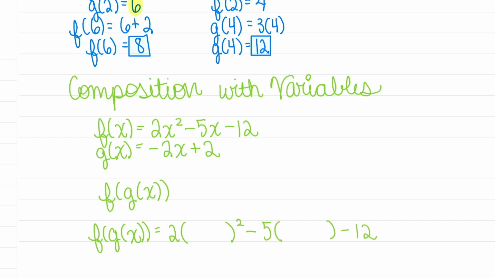So just to recap that, what I did was I took the 2, wrote it here. I am going to be replacing this x, so I left a space, but I have my squared here. My minus 5 is here, and then I'm leaving space for this to be plugged into, and then my minus 12. Okay. Now I'm going to take my negative 2x plus 2, and that's what goes in here.